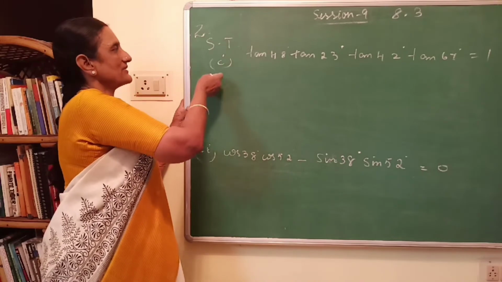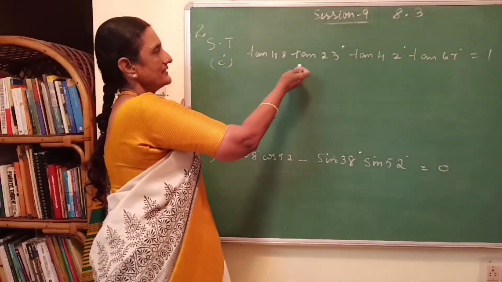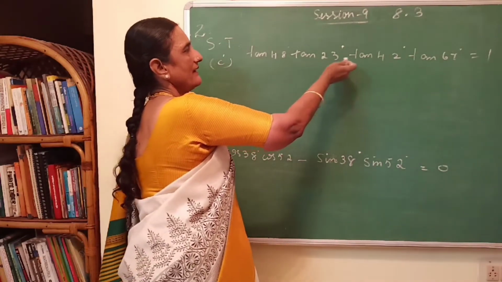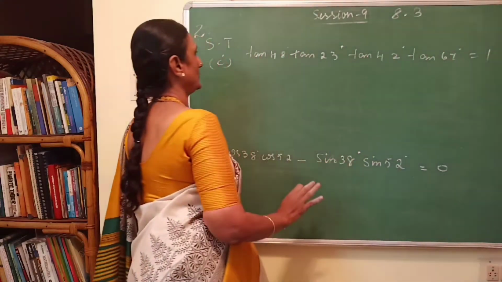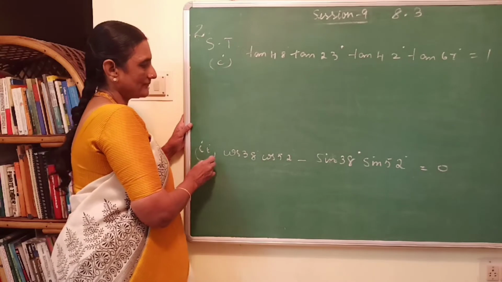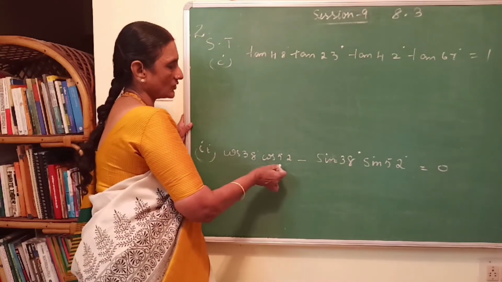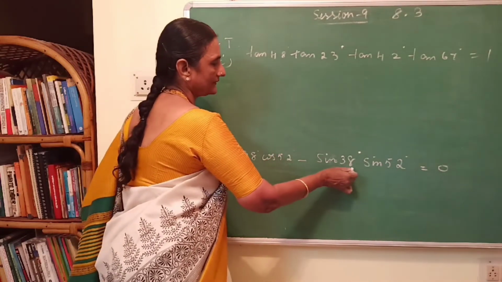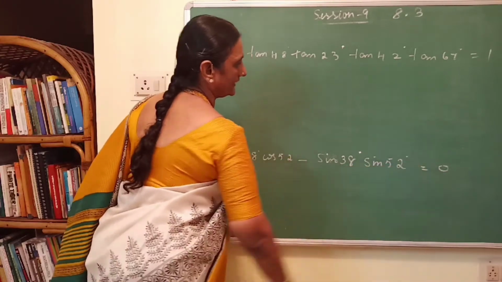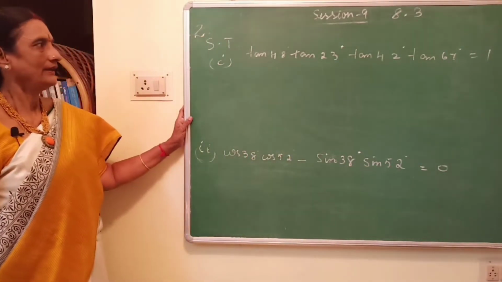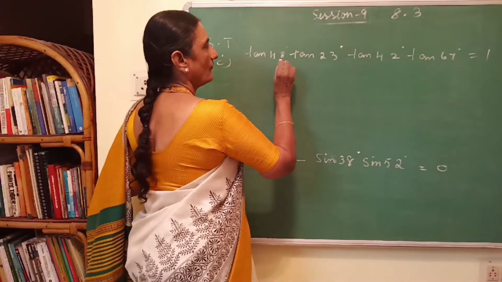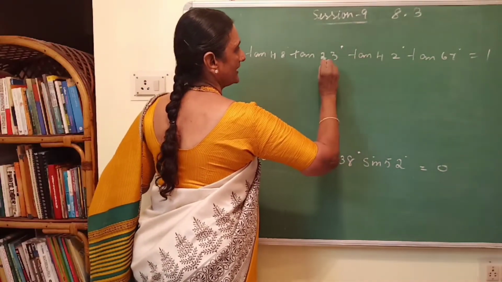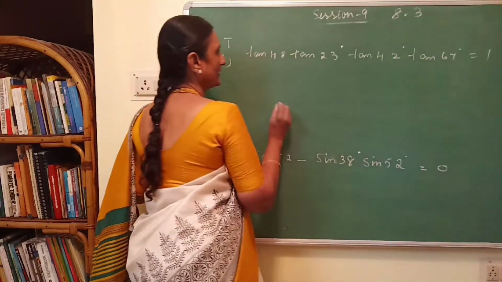The second sum, children: tan 48 into tan 23 into tan 42 into tan 67, you have to prove it to be 1. Second subdivision: cos 38 into cos 52 degrees minus sin 38 degrees into sin 52 degrees equals 0. Now, here you have to notice the complementary angles. 48 and 42 are complements, 23 and 67 are complements.